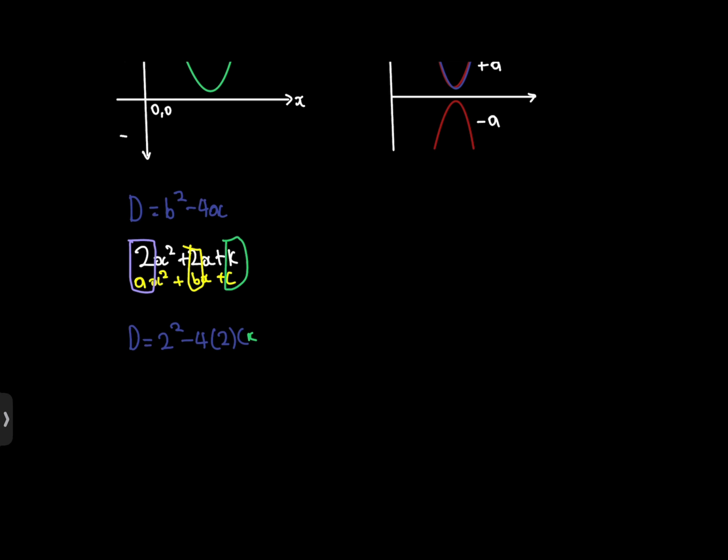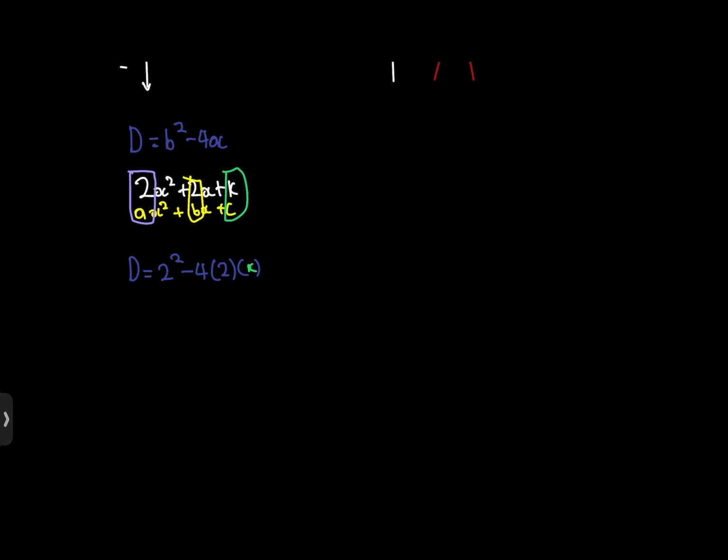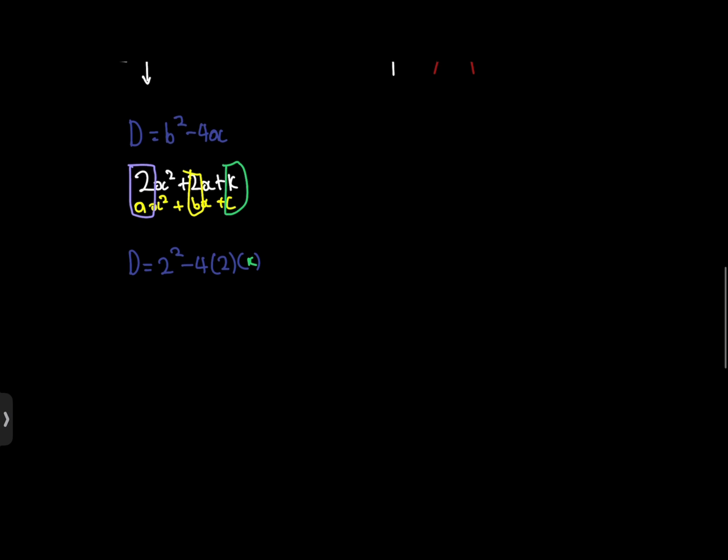But why is it k? Why isn't it a number? Well, k is a constant, and k is a number. It's your constant term. c represents your constant term, all right?